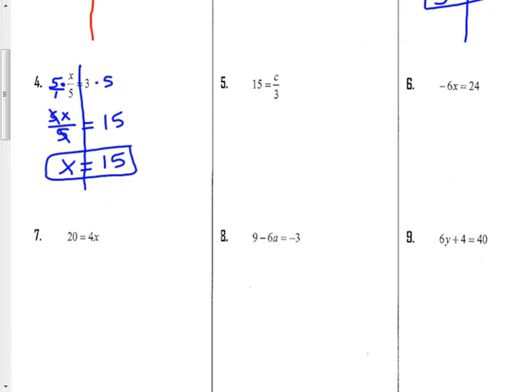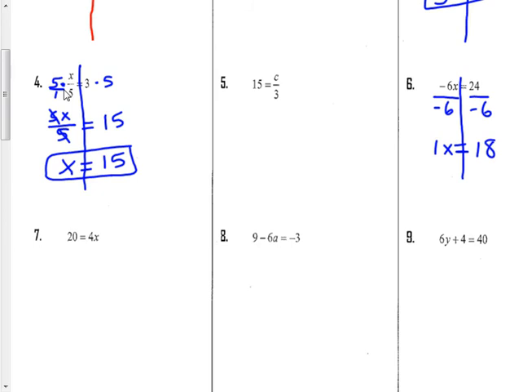Let's take a look at number 6. Number 6, I've got negative 6x is equal to 24. That operation that's happening there is actually a multiplication. So in order to get rid of multiplication, I need to do a division problem. And I'm going to divide by whatever number is in front, even if it's negative. Because negative 6 divided by negative 6 is 1. And I get 24 divided by negative 6 is negative 4. 1x is equal to negative 4.